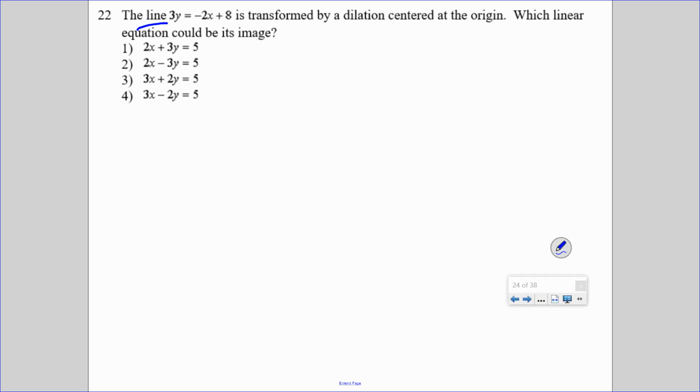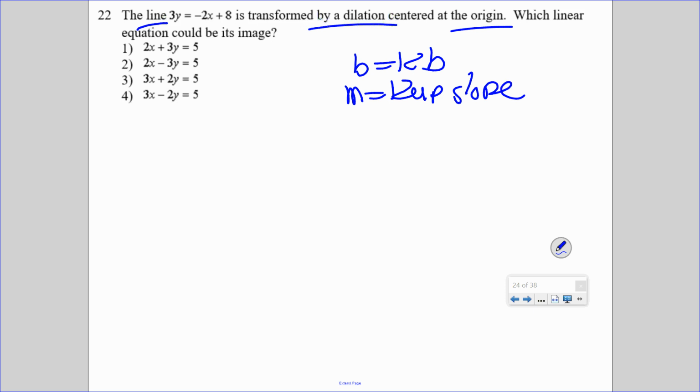Line dilations. The song for this, BKB, MC slope. That's if it's centered at the origin. If it's not centered at the origin, then the line just stays the same. So, I know that, it's not telling me too much here. It just wants to know which one could be its image.